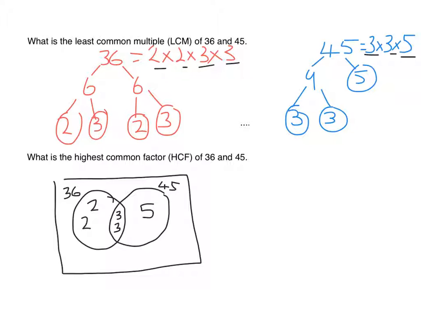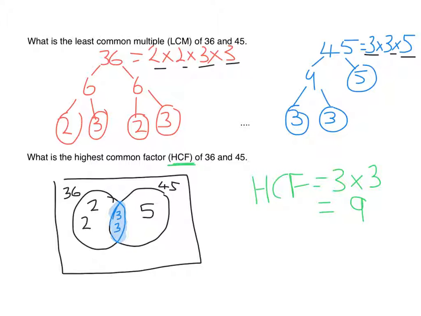So, the highest common factor is the one that's just in the intersection. Highest common factor is a number that goes into both. So that is anything that's included in this intersection here. So the highest common factor is 3 times 3, which is 9. So that we've answered part B first.